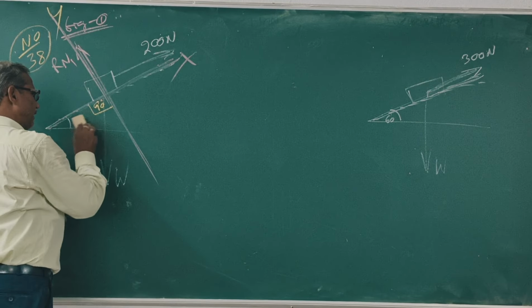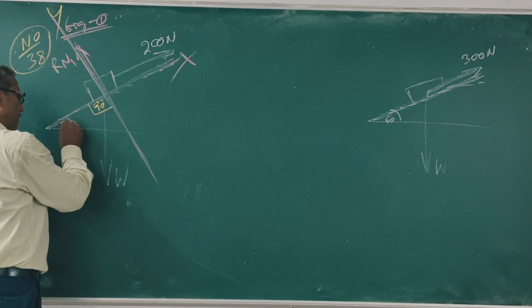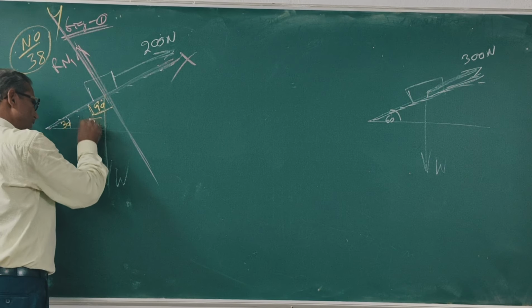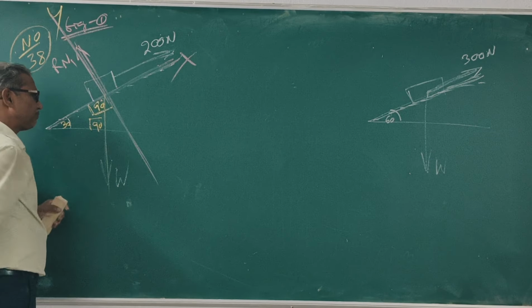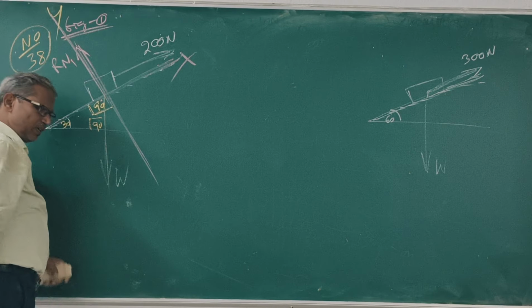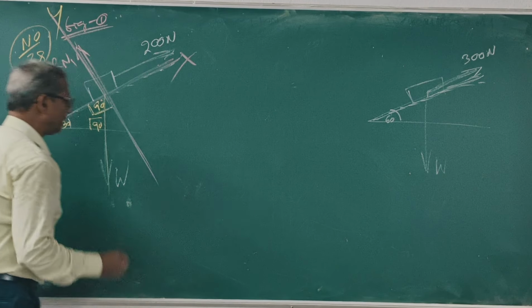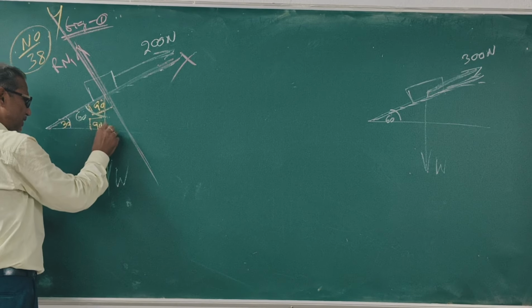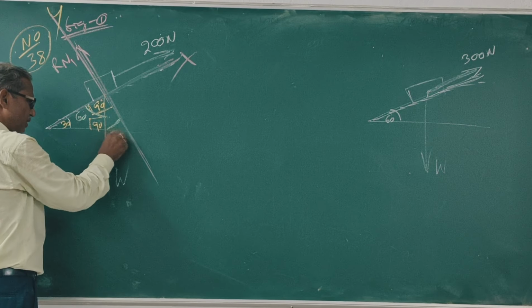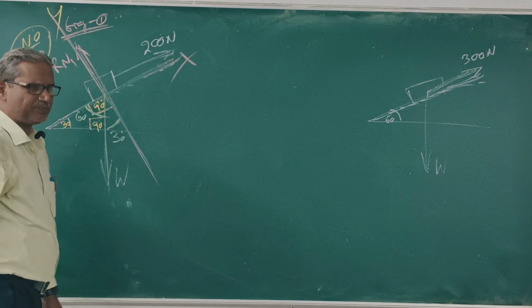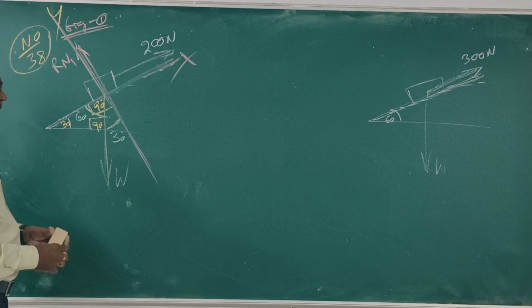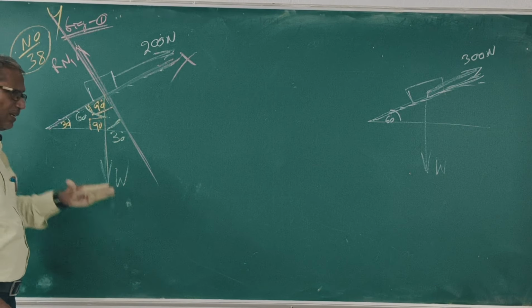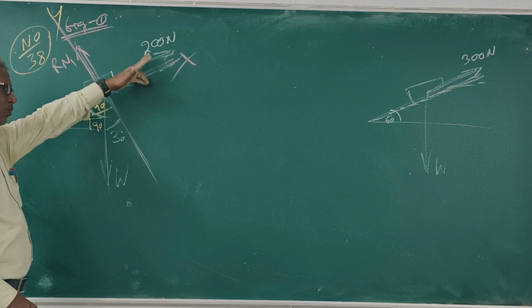30 degree. Given this is 90 degree. So what is this angle? 60. This is 30. Now W, y-axis, x-axis, 200 Newton.